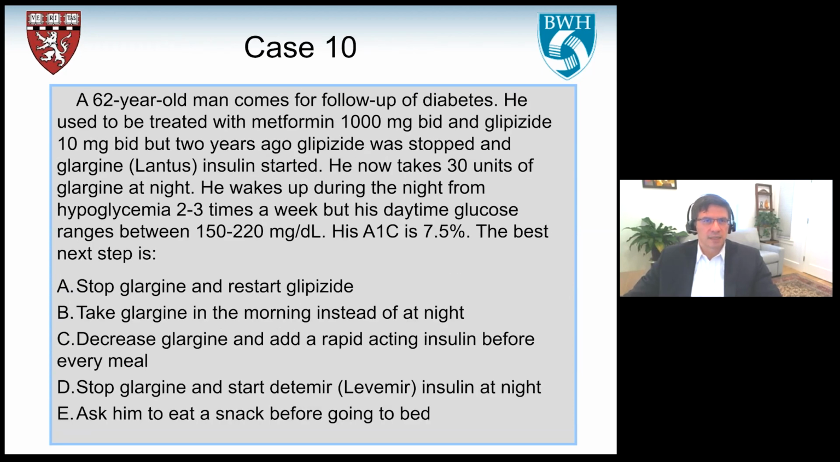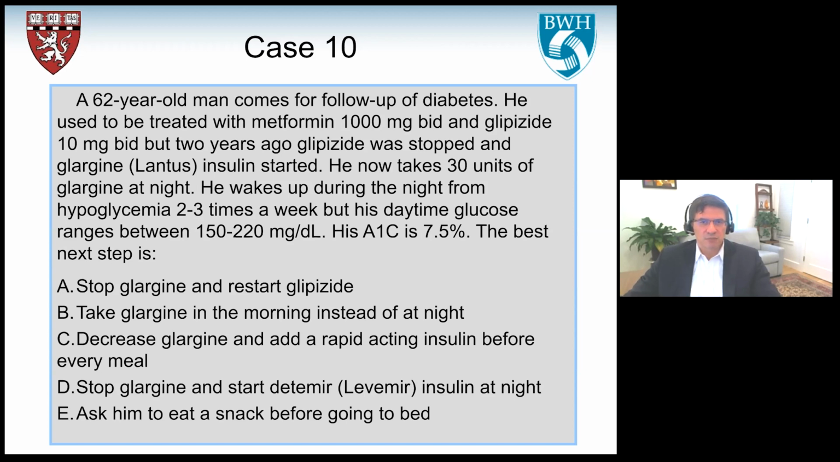Case 10. A 62-year-old man comes for follow-up with diabetes. He used to be treated with metformin, 1,000 milligrams twice a day, and glipizide, 10 milligrams twice a day. But 2 years ago, glipizide was stopped and glargine, or Lantus, insulin was started. He now takes 30 units of glargine at night. He wakes up during the night from hypoglycemia 2 to 3 times a week, but his daytime glucose ranges between 150 to 220 milligrams per deciliter.